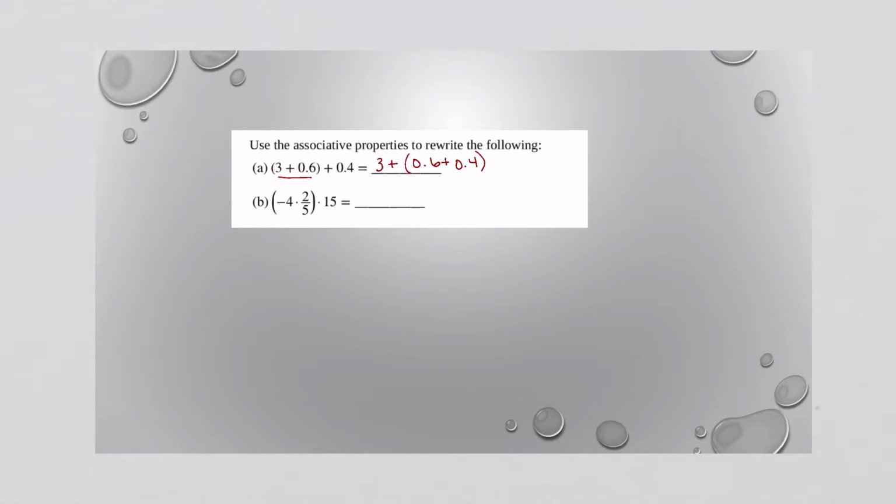Okay, so look at part B. So again, not changing the order of the numbers. I'm just changing where the parentheses are. And those are equal to each other. The left side is equal to the right side in both cases.